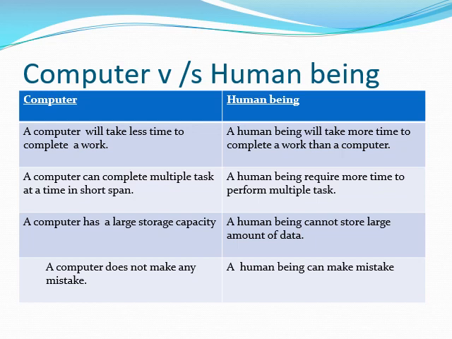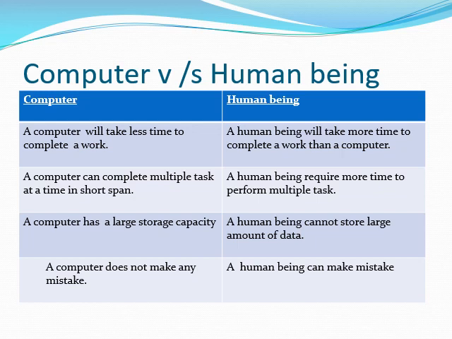First one, on the basis of speed. Computer will take less time to complete a work. A human being will take more time to complete a work than a computer. By this, I mean, if a given task is given to a computer, it will complete the task very quickly, within no time. Whereas, if the same work is given to a human being, it will take more time to complete the work. That is why, to save our time, computers are being used.